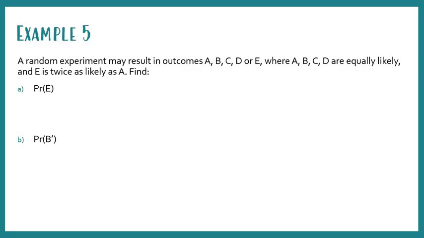Now, feel free to pause here. There's just one last little check to make sure that you all know what's going on. But we've got 5 outcomes here, A, B, C, D, or E, and we've got that A, B, C, and D are equally likely, and E is twice as likely as A. So what this means is that we've got A plus B plus C plus D plus E being equal to 1. So I'm going to assign X to A, B, C, or D.